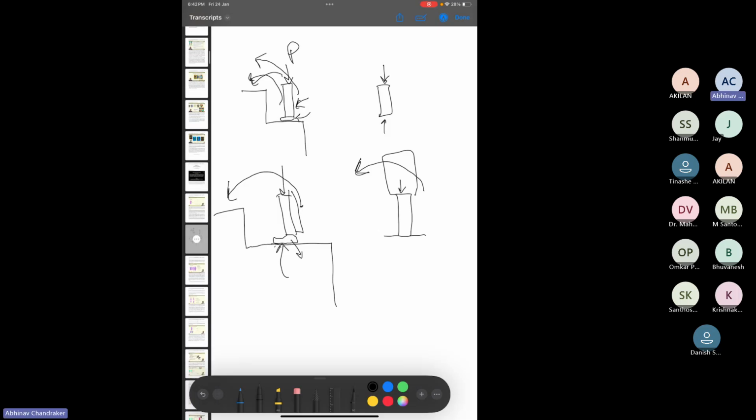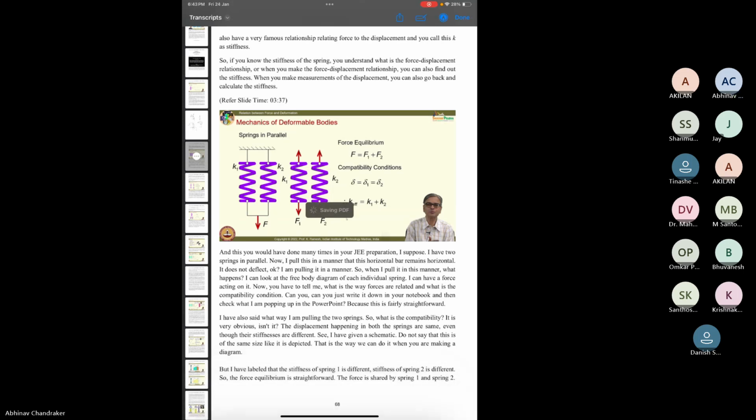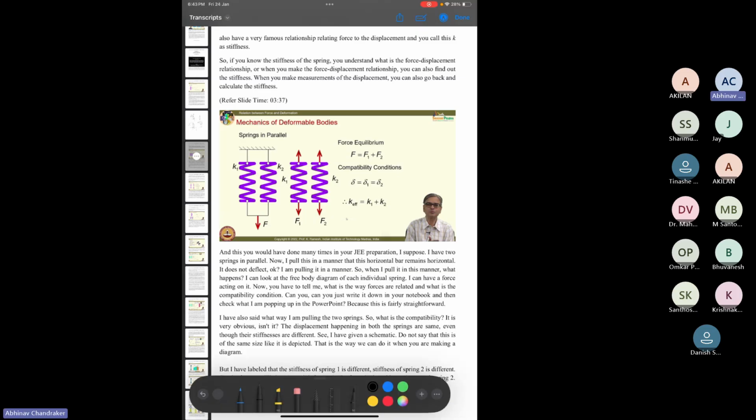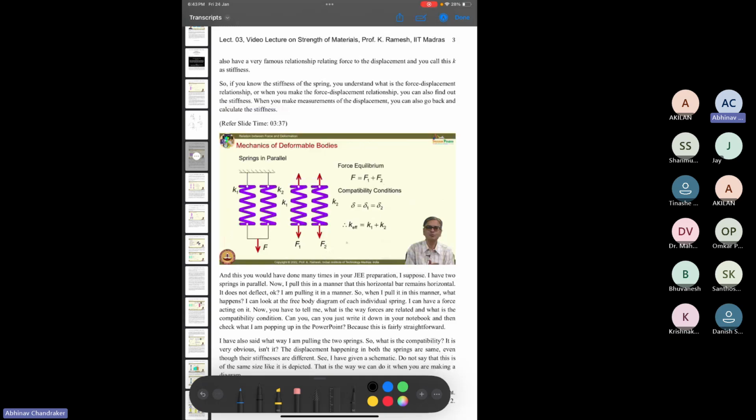So we were here. Any material, if we are considering small deformations, we can assume it to be a spring for simplicity. And we know that when we have springs which are elastic, then we can write the relationship between the force and the extension of the spring using this kind of equation.